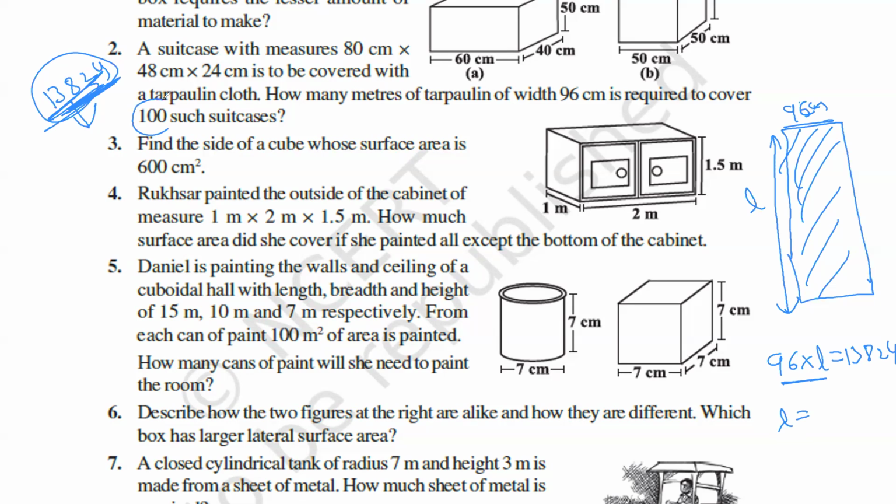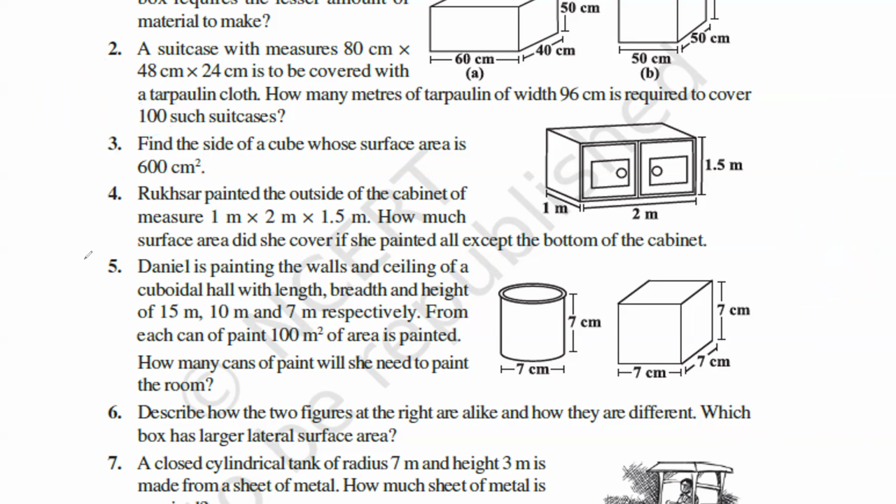And they're asking for 100 such suitcases. You multiply 100 into L. Next. Do you understand that? Yes, sir. Okay. Try this question. And the third one is also easy. Sir, we should multiply that 13,824 into 100 such suitcases, too, sir.